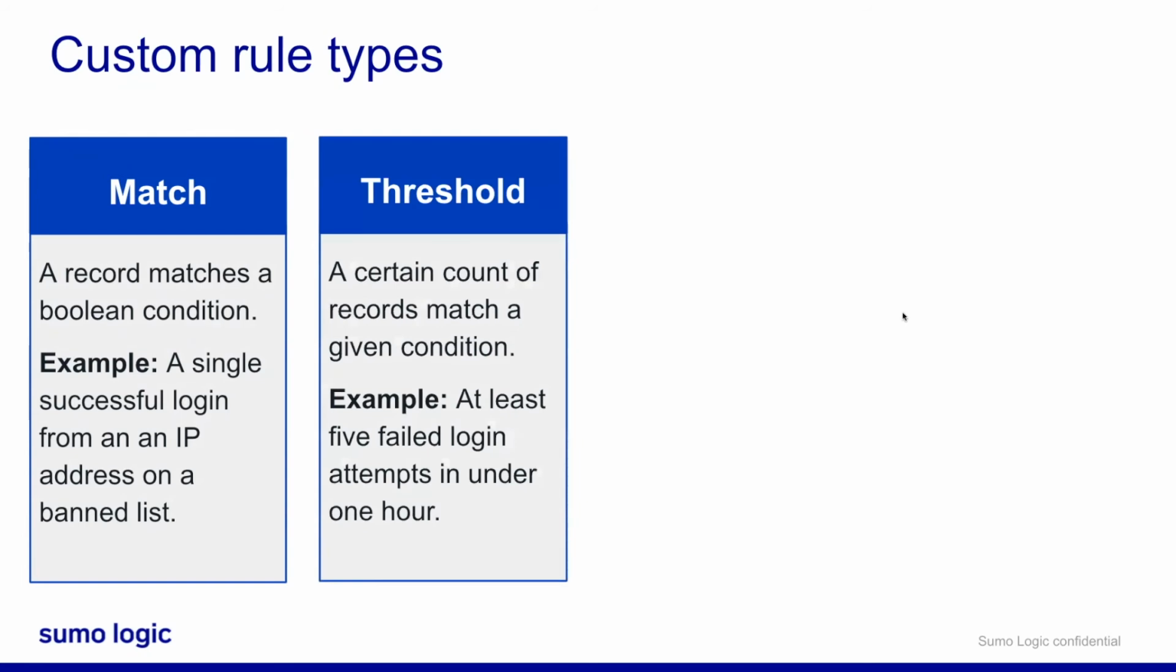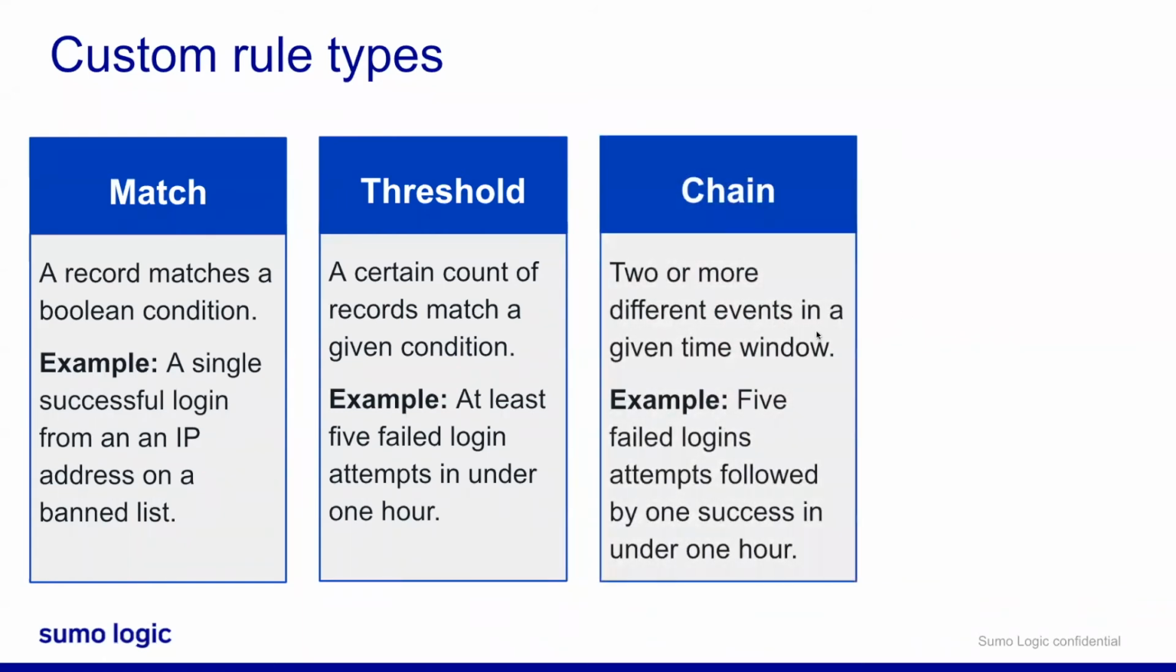Threshold rules. These are going to be triggered when a match is found a certain number of times. For example, if 1 failed login attempt is acceptable, but 5 isn't, then a threshold rule would fire after the 5th failed login attempt. Chain rules. These are going to fire when certain different events occur in a certain time window. For example, if you want to look for 5 failed login attempts followed by 1 successful login attempt within a 1 hour period, then a chain rule would be appropriate.